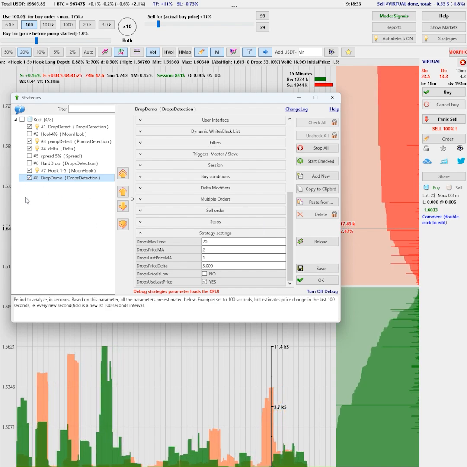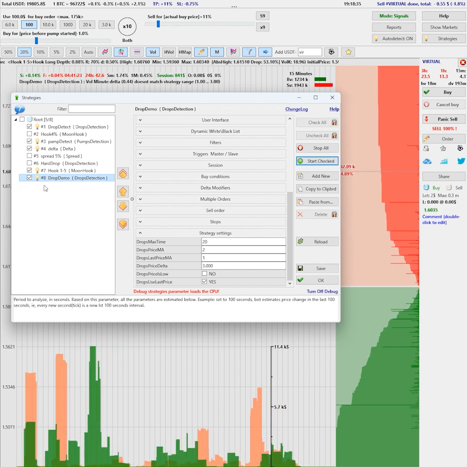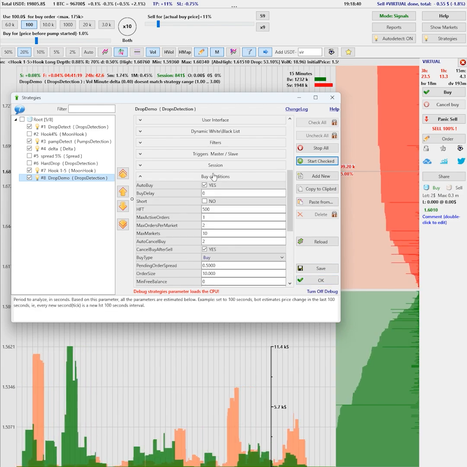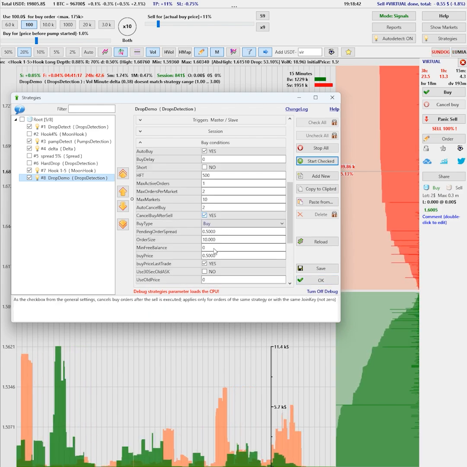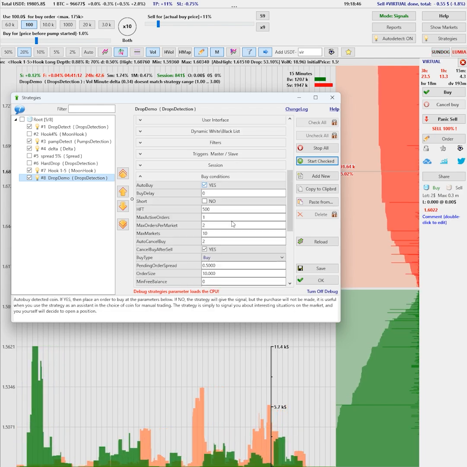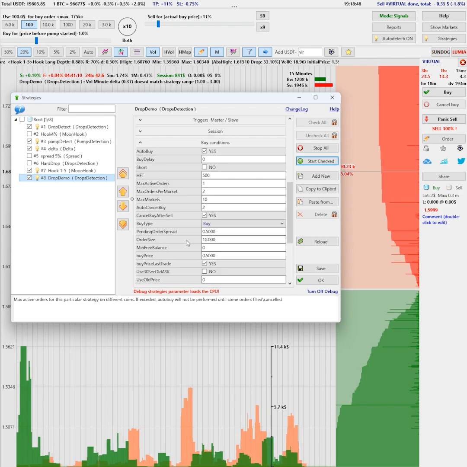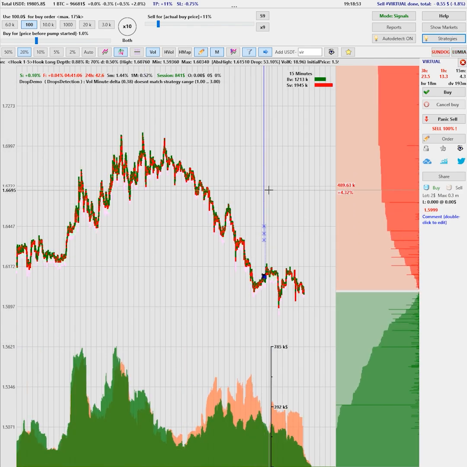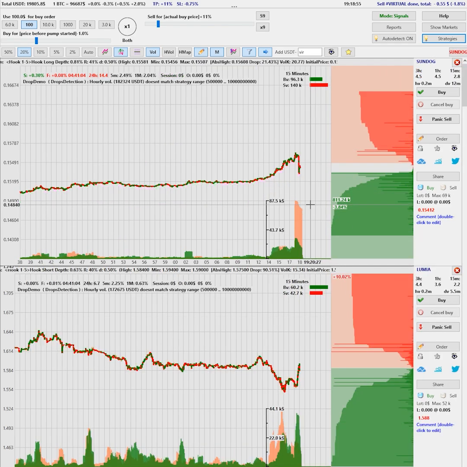So let's do the check mark, and then let's do start checked. Boom. All right, it's working. By conditions, did I set? Just make sure that I set the order to $10. By conditions, order size $10. Okay. All right. Let's see what it does.